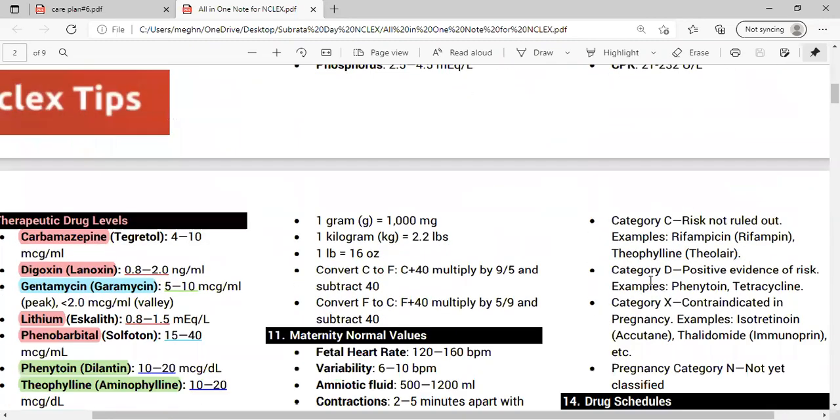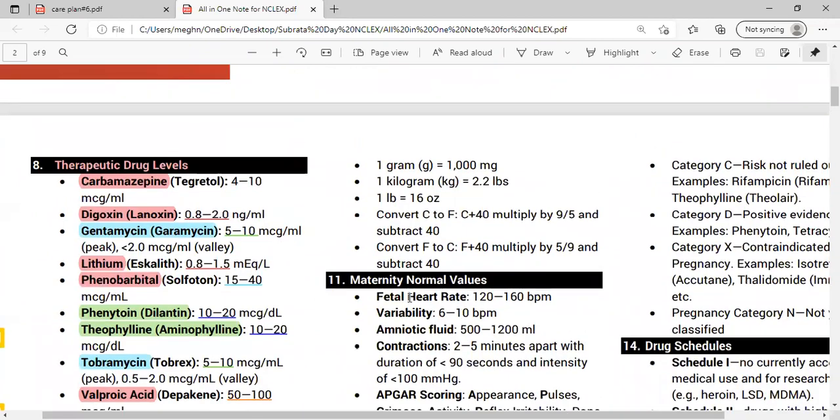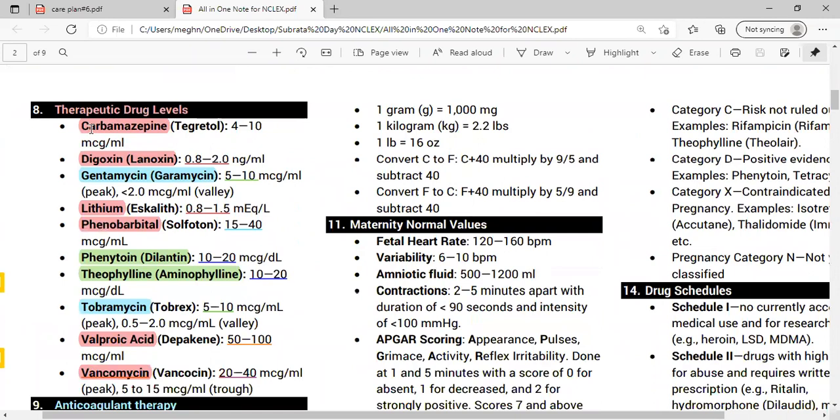Next, therapeutic drug levels. Carbamazepine is normally 4 to 10. If carbamazepine is less than 4, it does not work. If carbamazepine concentration is more than 10, it would be poisonous.